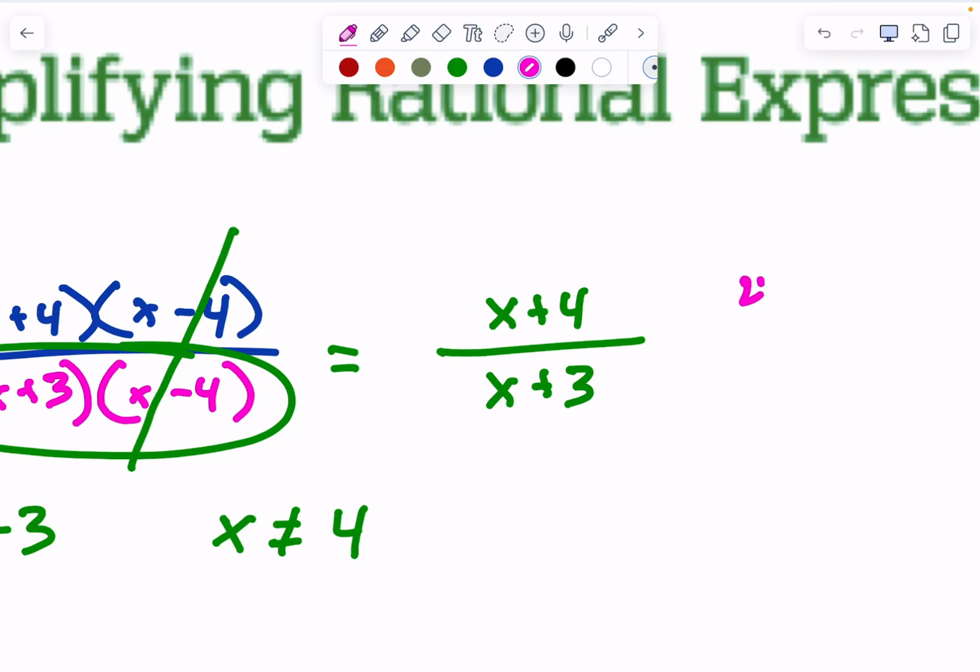Now, if this said 4x and 3x, then I could cancel the x's, right? Because multiplication doesn't lock it in. Only addition and subtraction make it locked in. Okay, good thought.